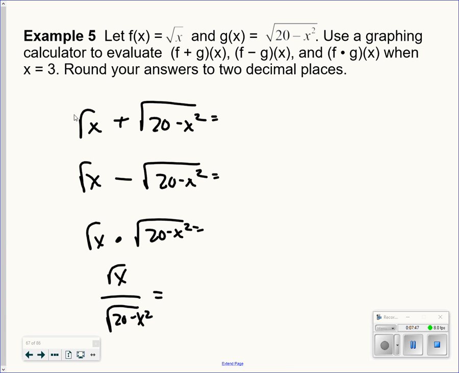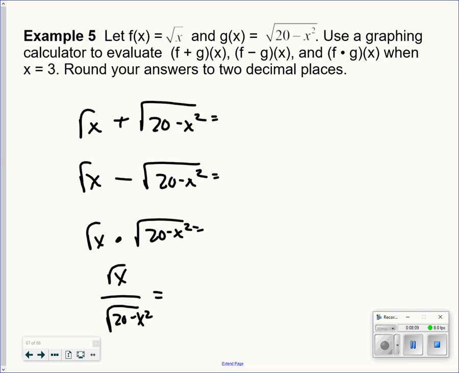So now they want me to put 3 in for each of the x's, and again, this will end up being a decimal answer. So let's hit pause. Go ahead and type each one of those in, and then I am going to just write the answers down. So again, put 3 in place of the x's, and type this into your graphing calculator.